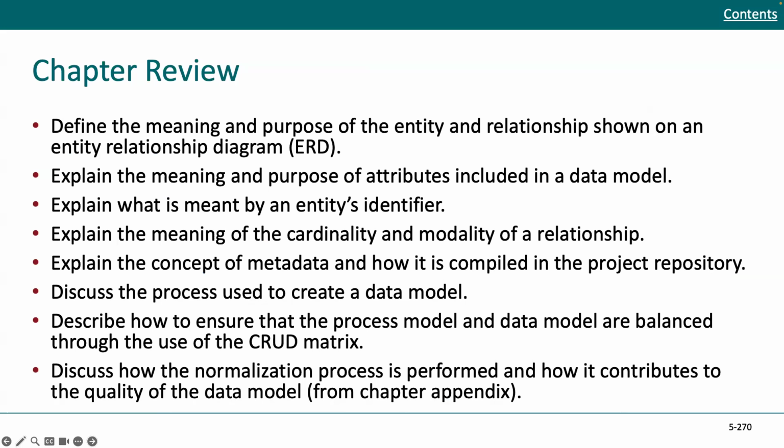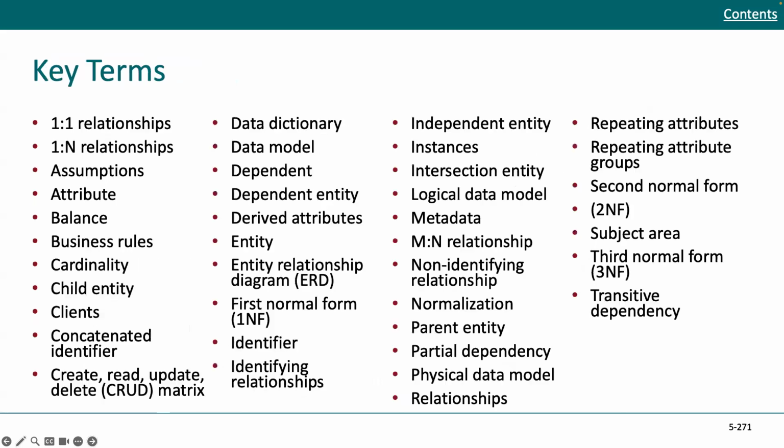Explain the concept of metadata, data about data, and how it is compiled in the project's repository. Discuss the process used to create a data model. Describe how to ensure that the process model and data model are balanced through the use of a CRUD matrix. And finally, discuss how the normalization process is performed and how it contributes to the quality of the data model. And like I said, we'll get into that in another lecture, so please feel free to refer to that for the normalization process.